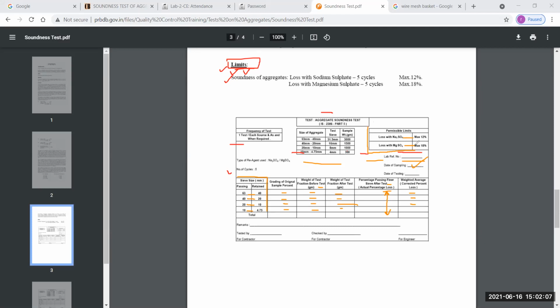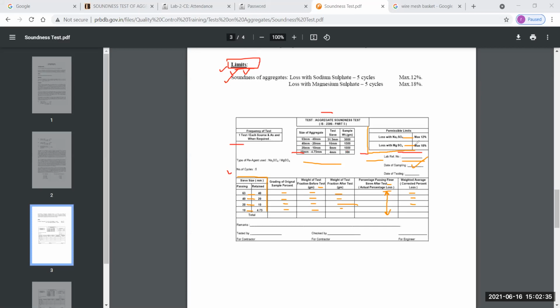So basically in many examinations they ask a question like this. The soundness test of aggregate is used to check option A, strength of the aggregate, option B, toughness of the aggregate, option C, shape of an aggregate or hardness of aggregate, option D, durability of an aggregate. What is the right answer? Durability of aggregate.